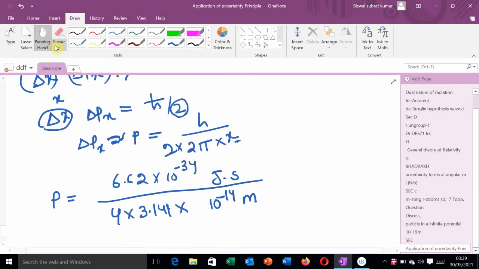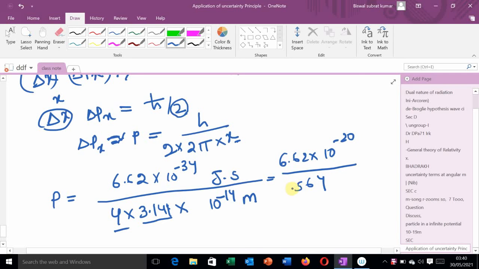If you simplify this expression, it becomes 6.62 into 10 to the power, taking the 10 to the power minus 14 to the upper side, minus 20, divided by 4 into 3.141. Now you see joule is actually Newton into meter, and joule into second over meter, so meter will be cancelled, and the total will be Newton into second.